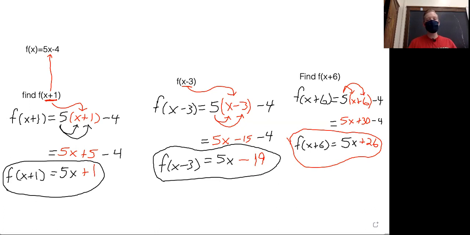All right, so the last thing we want to look at is we want to combine the two things we've seen together. So let's look at a function. Let's use f of x equals 3x minus 7. And then we're going to be asked to find f of x plus 2, plus 5.